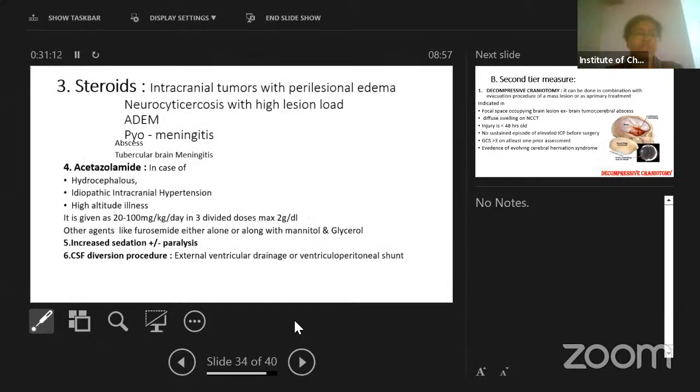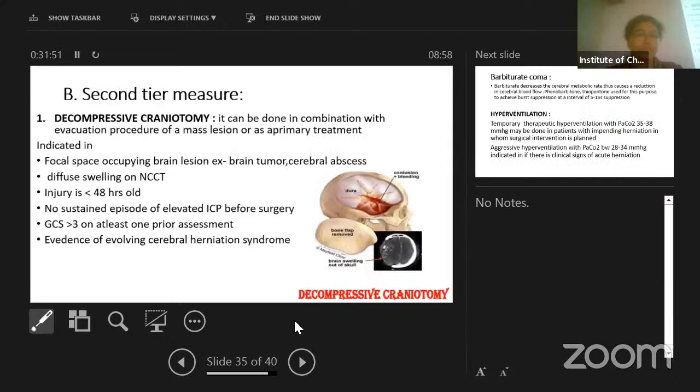Target sodium should be 155 to 160 milliequivalent per liter. Steroids are indicated in case of intracranial tumors with perilesional edema, like neurocysticercosis edema, pyomeningitis, abscess, tubercular meningitis. Acetazolamide is used in case of hydrocephalus, idiopathic intracranial hypertension, high altitude. Adequate sedation and paralysis should be maintained, as any kind of stress increases the pressure inside the brain. And finally, CSF diversion procedures like ventriculoperitoneal shunt and external ventricular drainage are used as immediate measures to reduce the intracranial pressure.